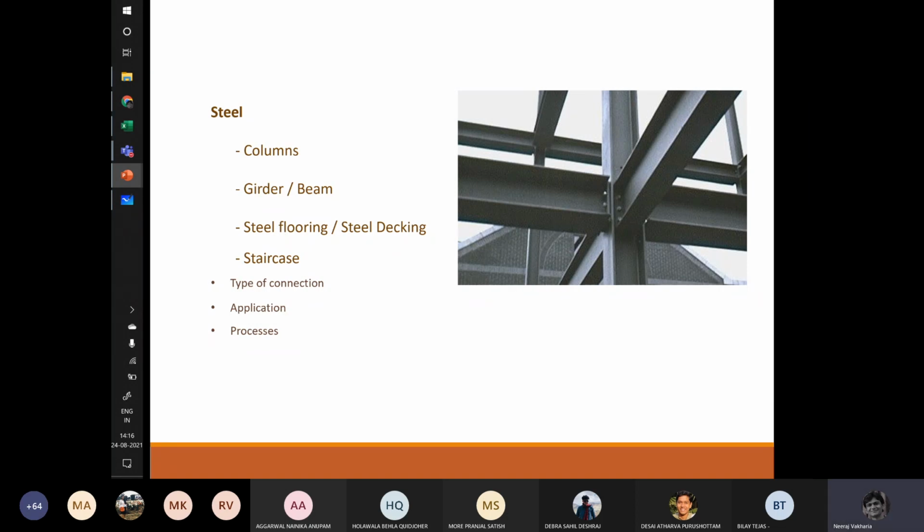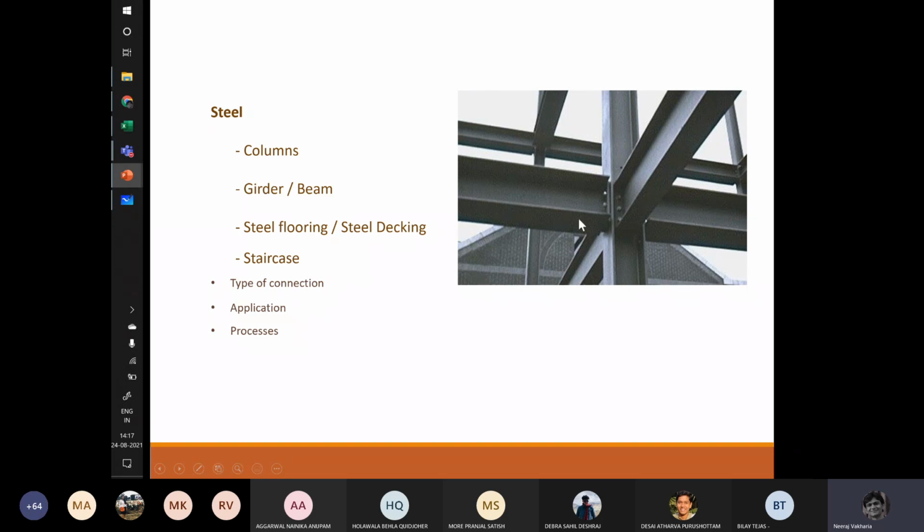Okay. So here comes steel. Okay, so what all can there be in steel? People might have the whole project made in steel, so they might have columns, girders or beams. They might have flooring. If they have an industrial or warehouse building, they might have steel flooring or steel decks. Okay, they might have a steel staircase. So now again, when we are writing specification, what are the important points which we have to keep in mind? Again, the same process.